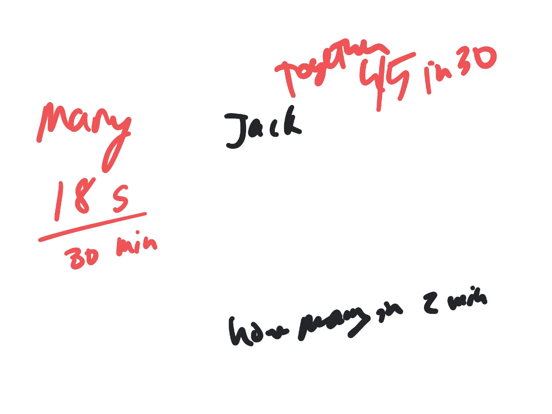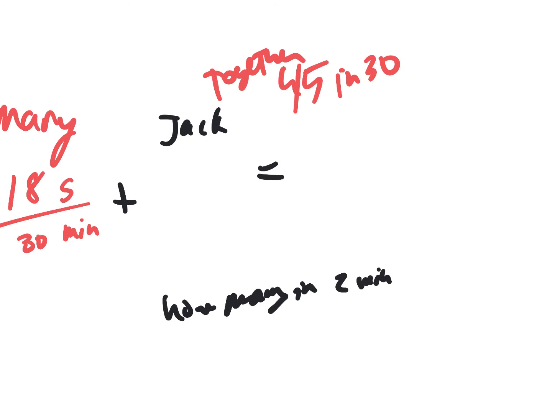So we're trying to find how many shells Jack picks alone in 2 minutes. Okay, now, I know these are tricky. So I know there's probably some of you that are not sure how to do this. Watch close. Mary plus Jack equals the total. What I told you was the total. So we put the 45 shells in 30 minutes over there. How many of you knew that? Raise your hand if you had that in the right spot.